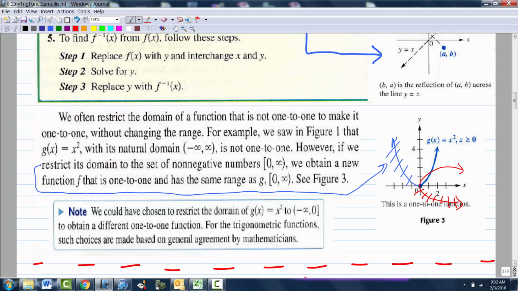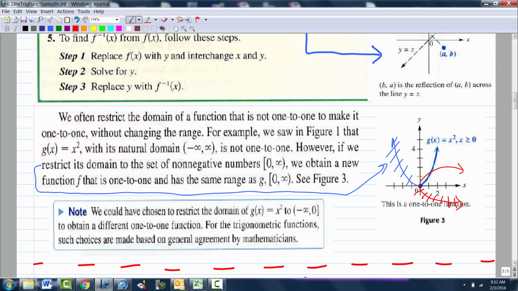To find the inverse of y equals x squared, we get the red graph, which is a parabola facing right, which is not a what? Not a function. So what we did last year was we restricted the domain so that the function was one-to-one with the restricted domain, so that when we found the inverse of that restricted domain function, the inverse was a function.